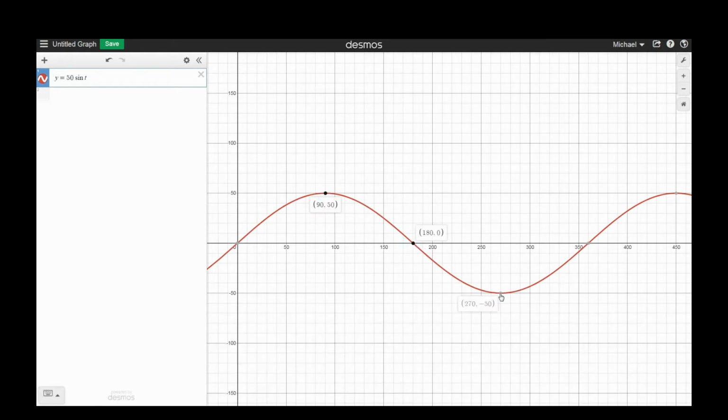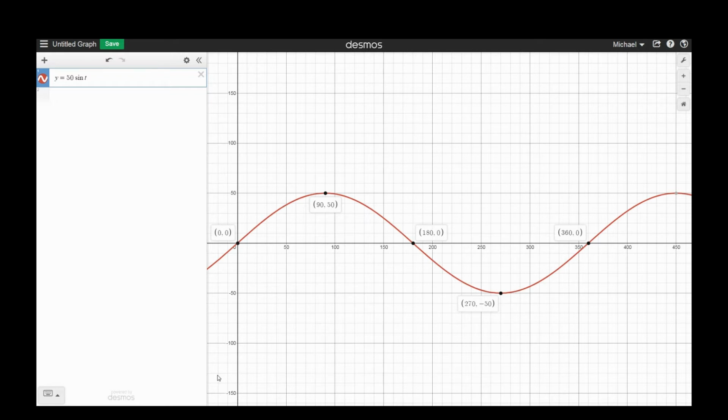90, 180 degrees, 270 degrees, 360 degrees, and 0. Those are the parts of the wave you expected to see. All right, so here's our plot on Desmos. Who needs graphing calculators anymore?